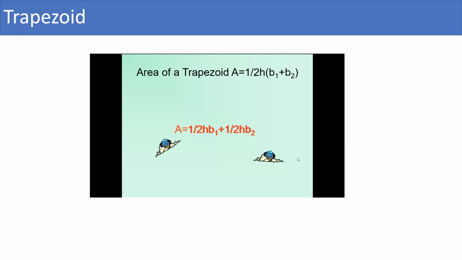So there you have it, folks. The area of a trapezoid is found by taking the individual areas of the two triangles that create the trapezoid.